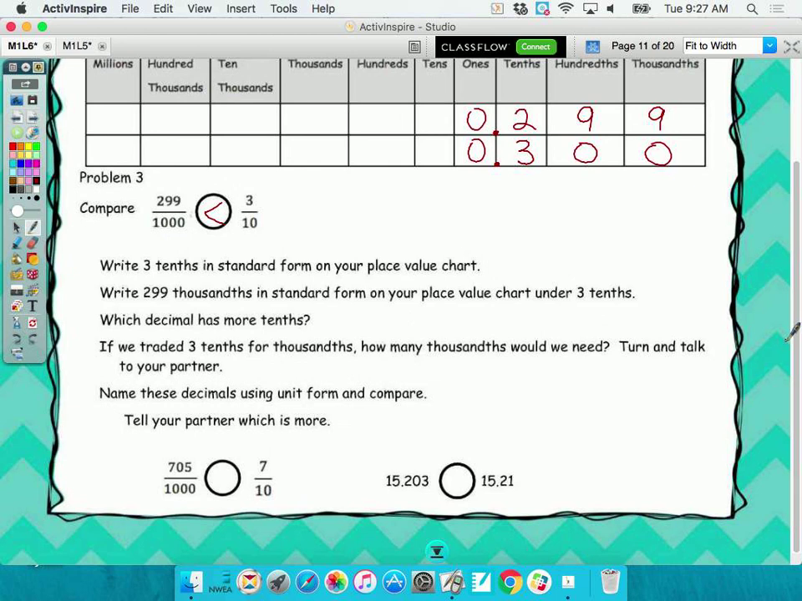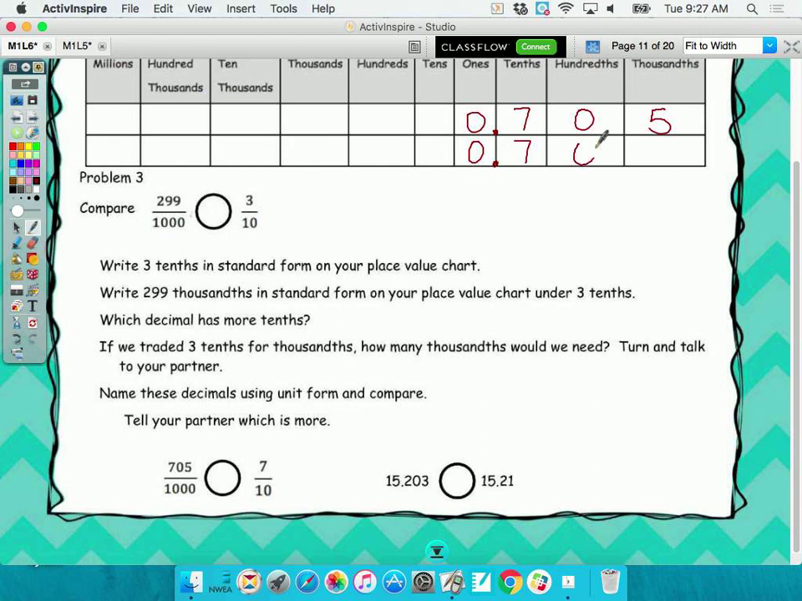So 705 thousandths, write that on your place value chart. This is not optional. Please write it down now. 705 thousandths. And the next one, 7/10. Now, going back to last time, wasn't my tenths larger than my thousandths? Wonder if that's going to be the same way this time.